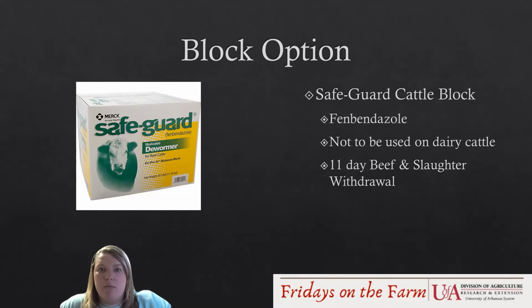The one thing with the wormers that are in a block form, you have to make sure that your cattle are getting accurately dosed, because it's not easy to keep an eye on. Is every cow getting access to that block? Are they getting as much as they need? So be sure if you're doing this method that you've got a way to track that and keep an eye that your cattle are doing what they need to do to get that effective control.